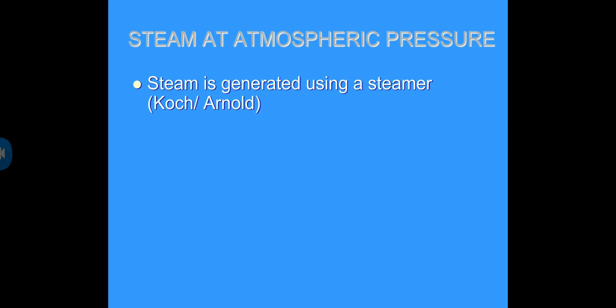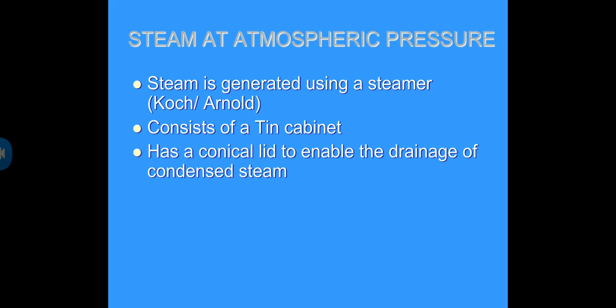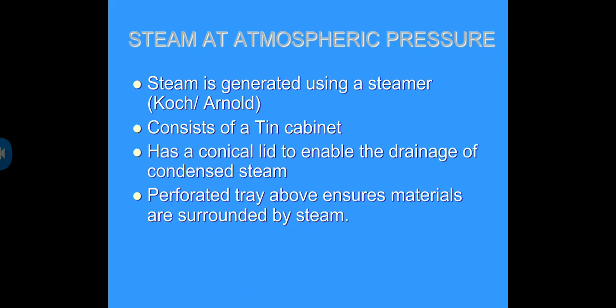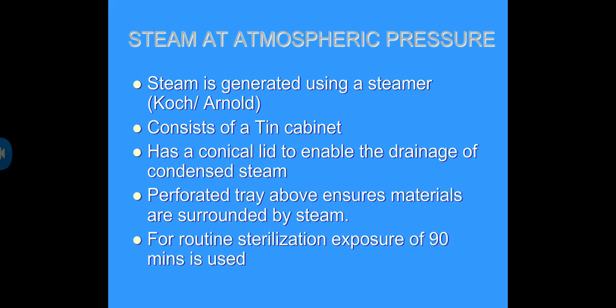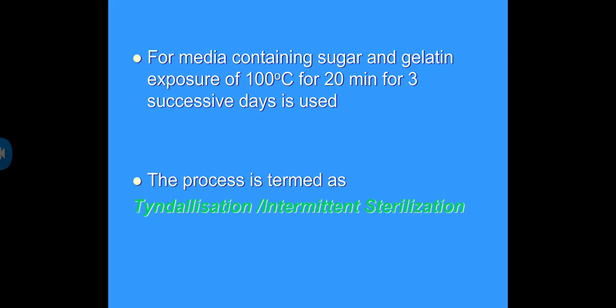Steam at atmospheric pressure is generated using a steamer. It consists of a tin cabinet and has a conical lid to enable the drainage of condensed steam. A perforated tray ensures materials are surrounded by steam, and for routine sterilization an exposure of 90 minutes is used. For media containing sugar and gelatin, exposure at 100 degrees Celsius for 20 minutes for 3 successive days is used, and the process is termed tyndallization or intermittent sterilization.